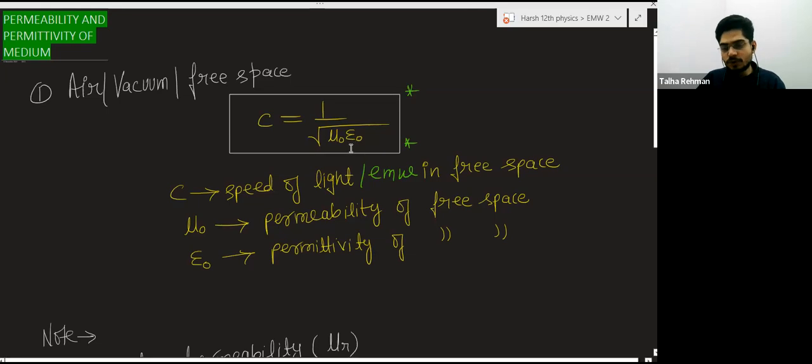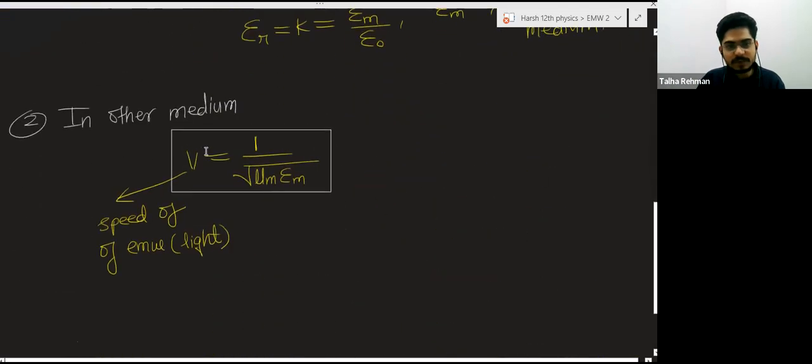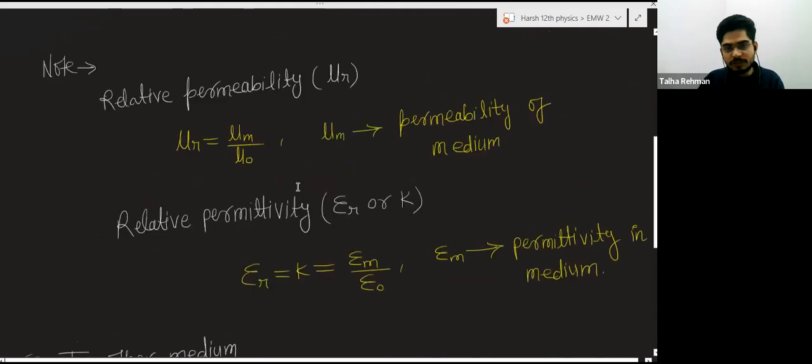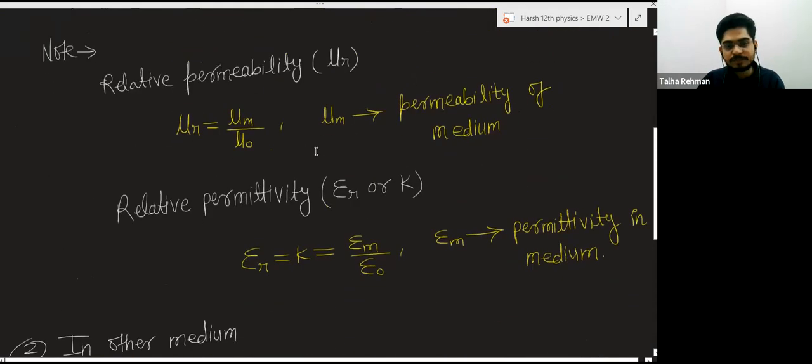Another, if you want to calculate the speed of electromagnetic wave in another medium, like in water, what you will do? This will be the formula. In another medium, speed of the electromagnetic wave, or you can say light, is 1 upon root of mu m into epsilon m. What is mu m? Mu m is the permeability of the medium. Epsilon m is the permittivity of the medium.